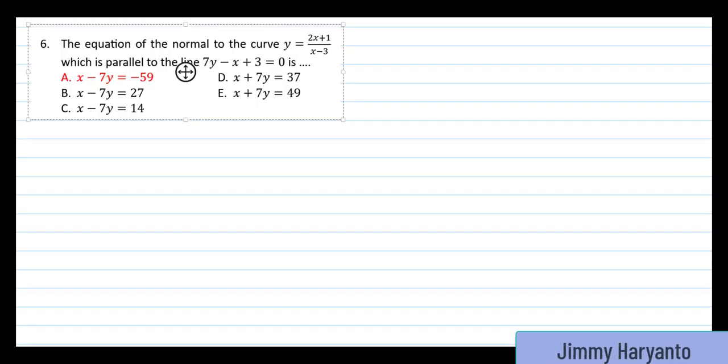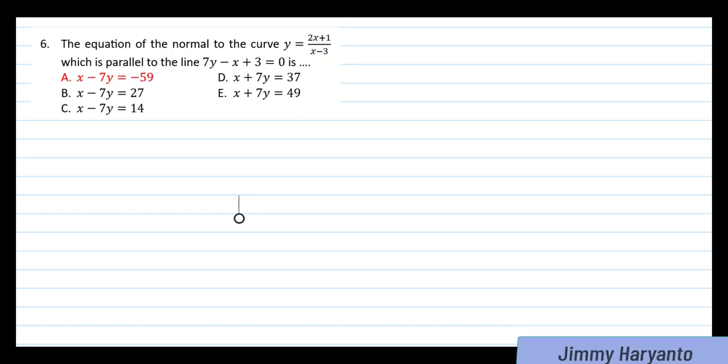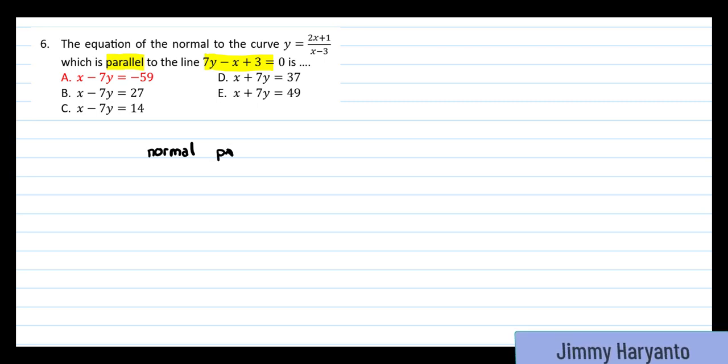Next is number 6. For number 6, the question wants us to find the normal equation, but this time we have this parallel information with this one. So I want to rewrite it as these sentences: parallel to 7y minus x plus 3 equals 0. So we already know that normal is parallel to this line. That means we have to start from this line.